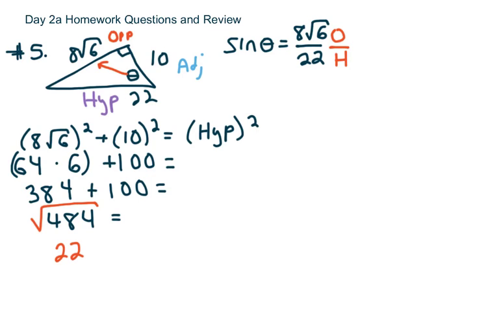Now if you left your answer as this, then you would actually be incorrect because it wasn't simplified. So if you look at the 8 and the 22, 2 goes into 8 4 times, and 2 goes into 22 11 times. So my simplified answer is 4 square root 6 over 11.